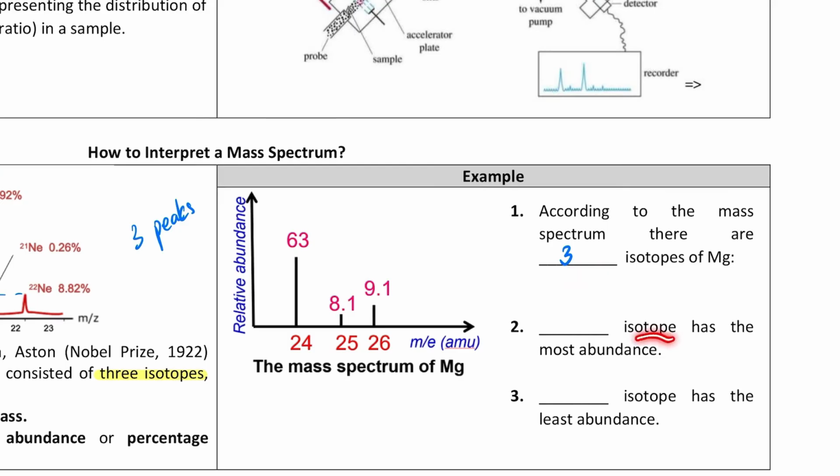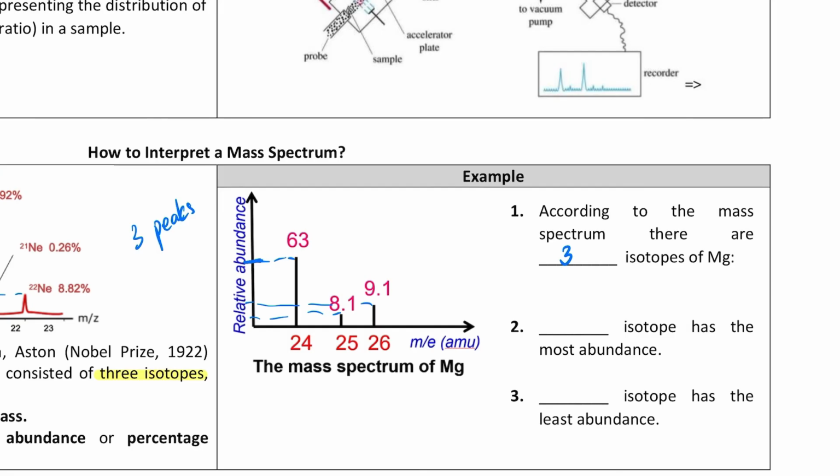Then dia kata isotope has the most abundant. So dia tinggal tempat kosong depan. That means dia nak kita determine which isotope ada paling banyak abundant. So just look at the peak intensity, ketinggian peak tu. Kita boleh nampak sini, oh ini paling tinggi, ini paling rendah, ini sederhana. So maksudnya yang paling most abundance adalah inilah, which is magnesium 24.